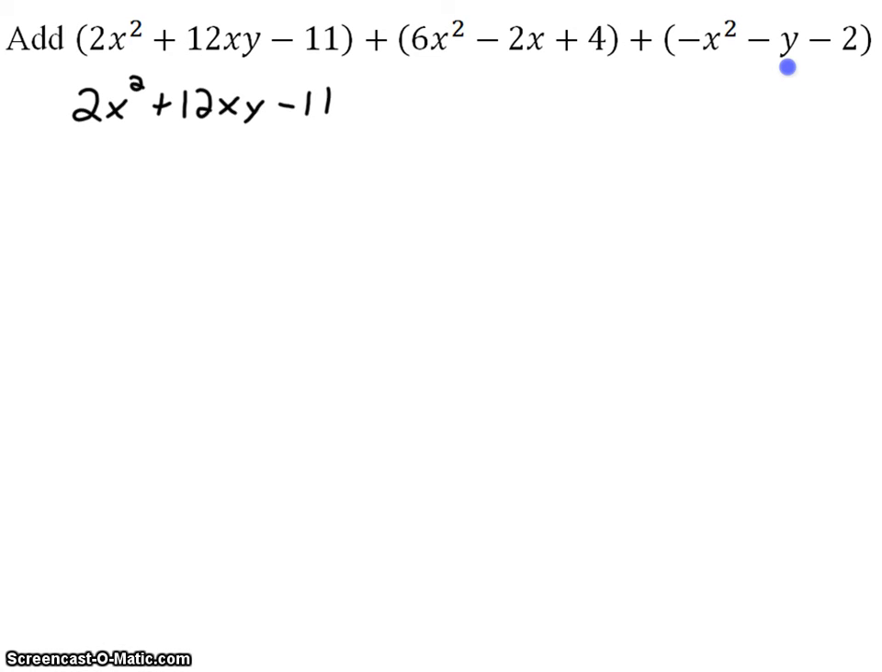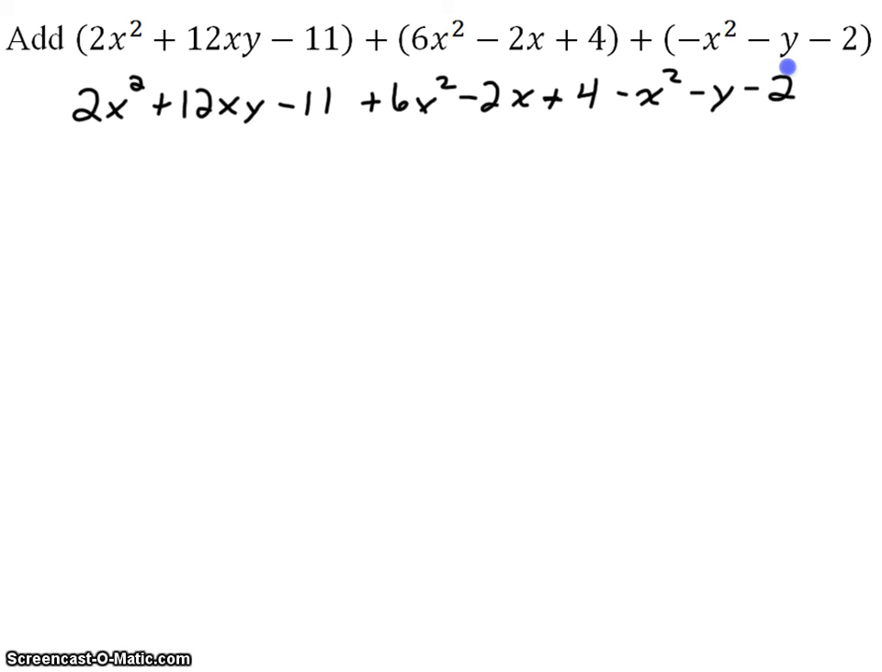Now this plus indicates that everything in the second polynomial will use the same sign that it already has. So plus 6x squared minus 2x plus 4. You just drop the parentheses. And then minus x squared minus y minus 2. Now if there was a minus sign in front of it, you'd have to change all the signs in that second polynomial. But it's a plus, so we just keep the signs.